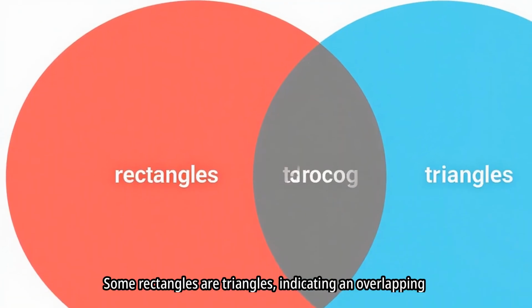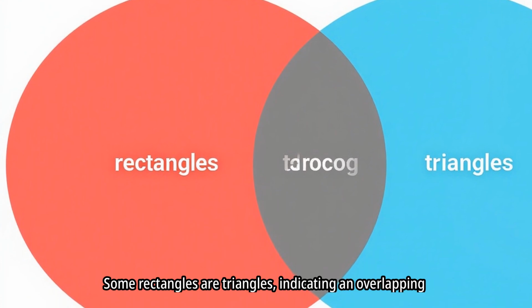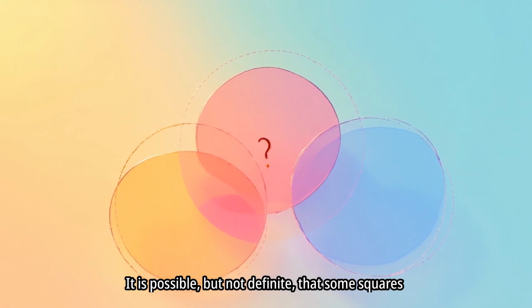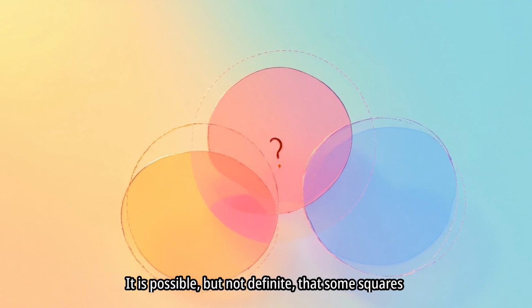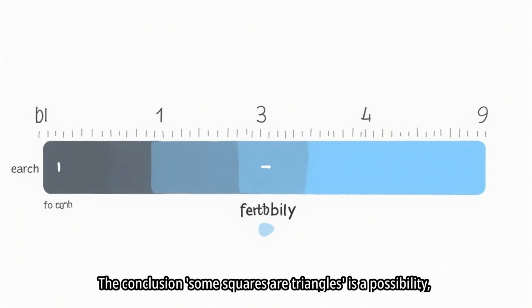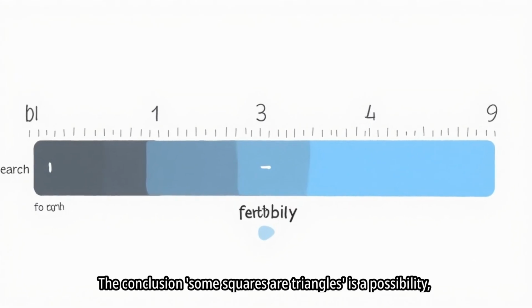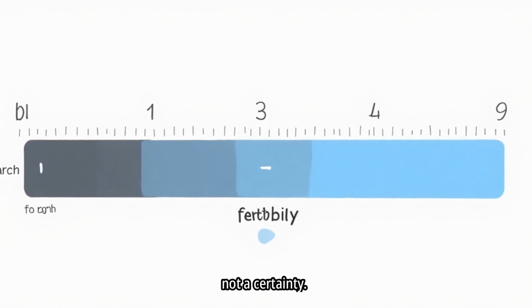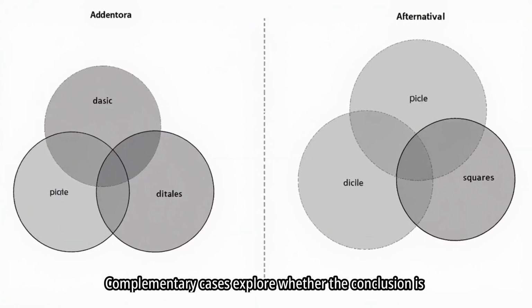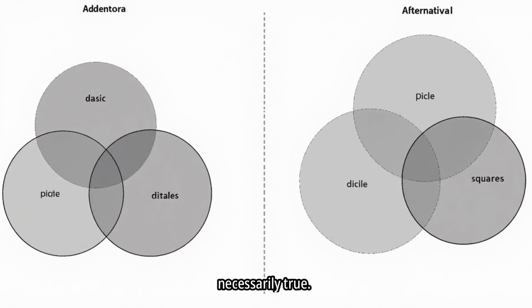Some rectangles are triangles, indicating an overlapping relationship. It is possible, but not definite, that some squares are triangles. The conclusion, some squares are triangles, is a possibility, not a certainty. Complementary cases explore whether the conclusion is necessarily true.